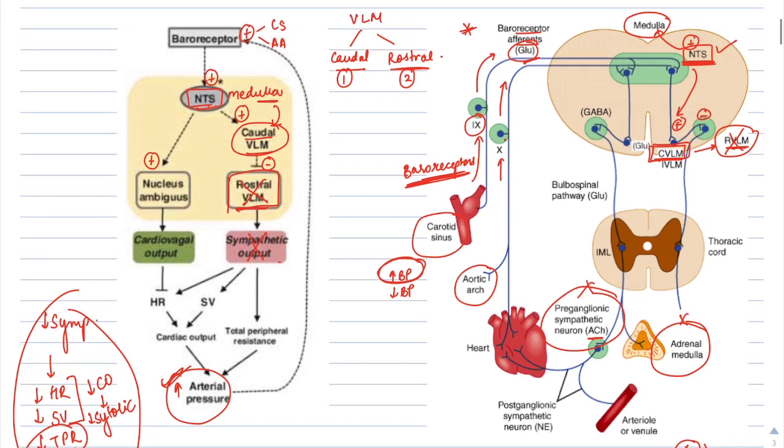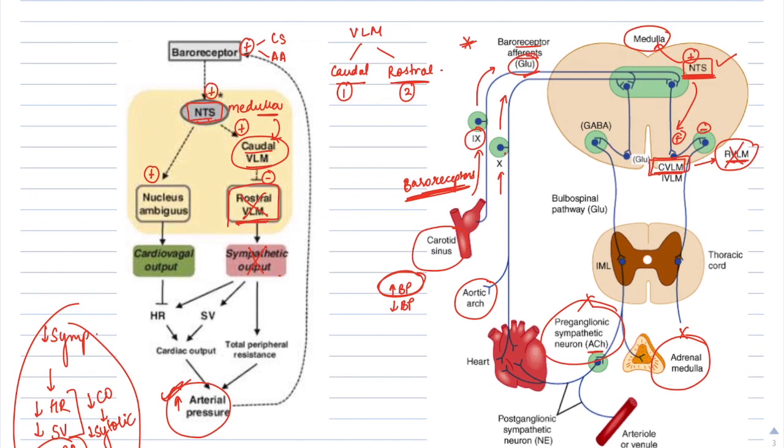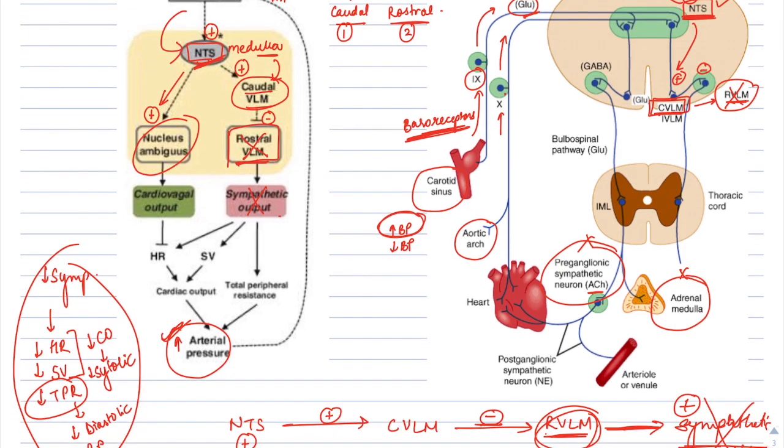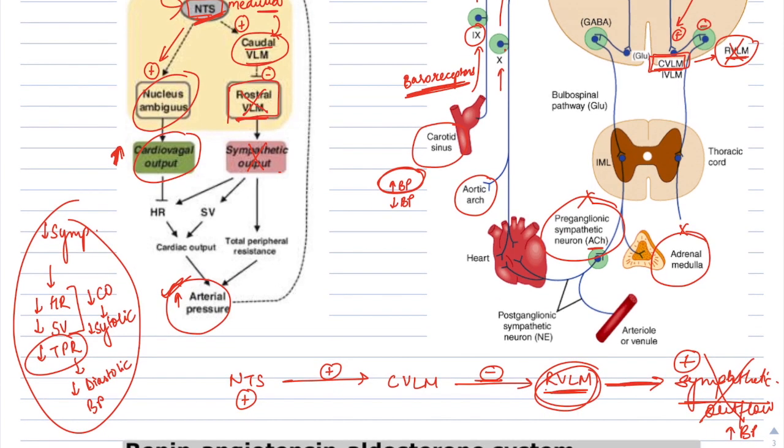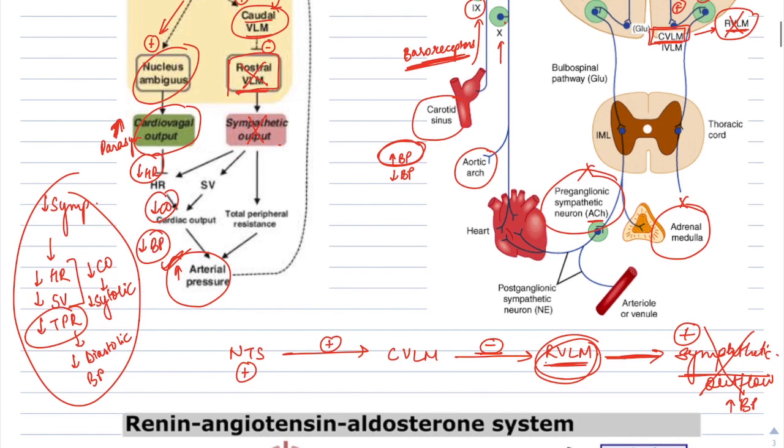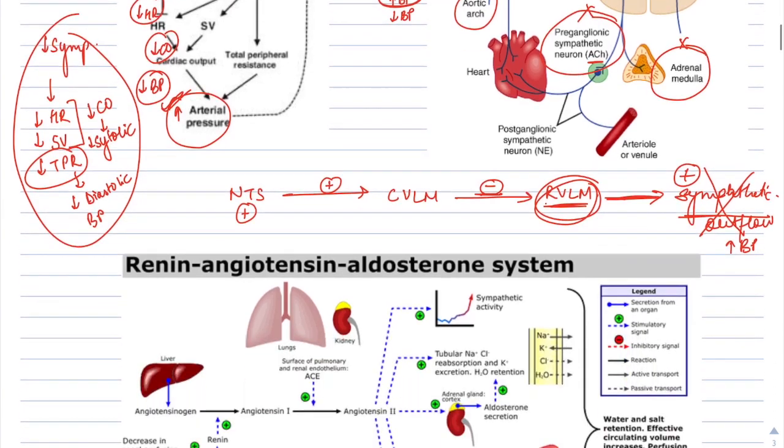arterial pressure. Also, activation of the baroreceptors will activate the nucleus ambiguus through the nucleus tractus solitarius. Activation of baroreceptors will activate nucleus tractus solitarius, that will activate the nucleus ambiguus, will increase the cardiovagal output, that is they will increase the parasympathetic output, that is through the vagus. The vagal parasympathetic output will decrease the heart rate and thus will decrease the cardiac output and helps in decreasing the BP, that is the systolic BP. So this is how a short-term regulation of blood pressure is done.